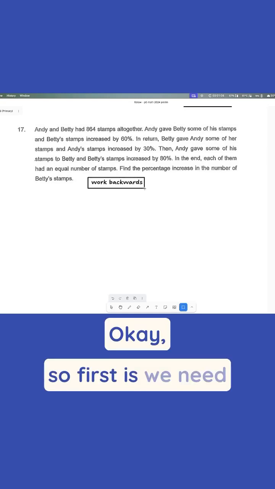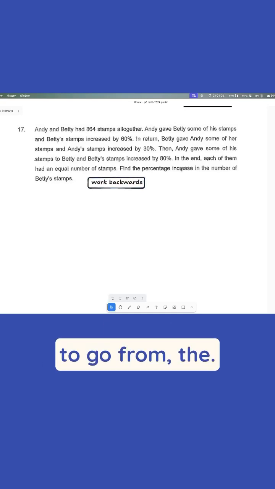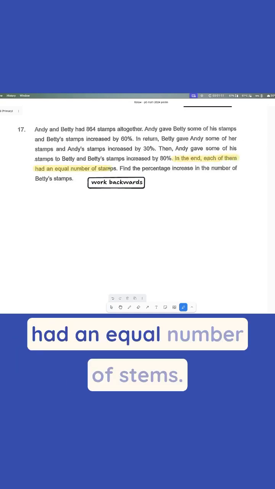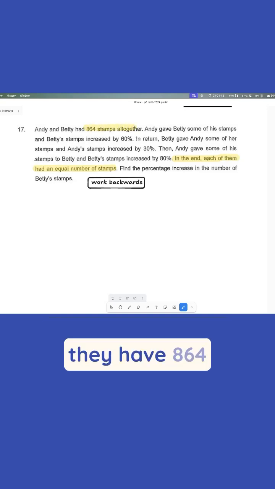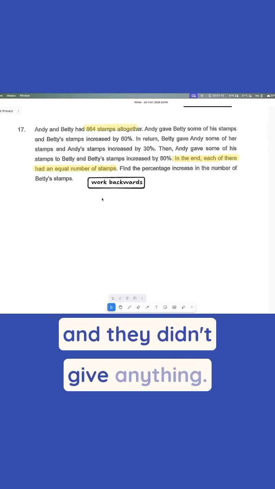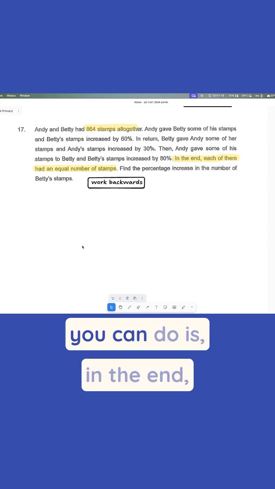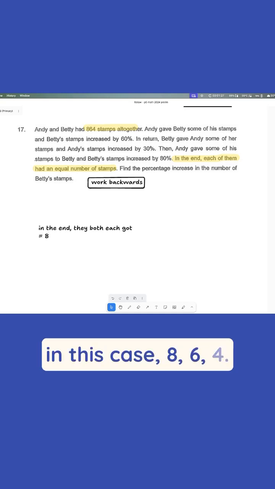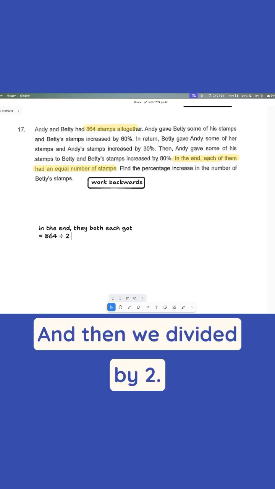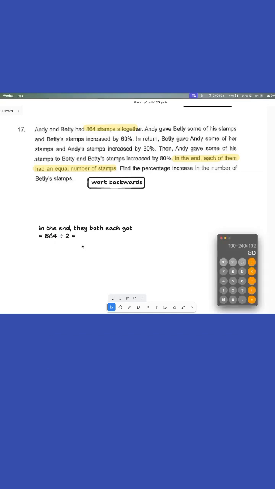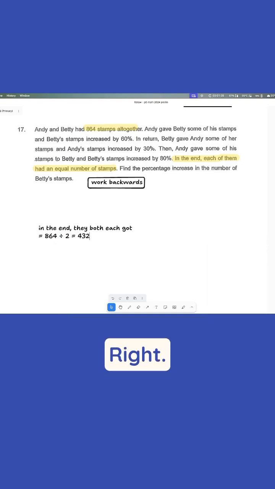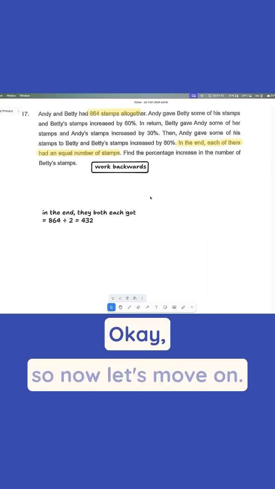First, we need to go from the end. In the end, each of them had an equal number of stamps, and we know that altogether they have 864, and they didn't give anything. So in the end, they each got 864 divided by 2, which is 432. Okay, so now let's move on.